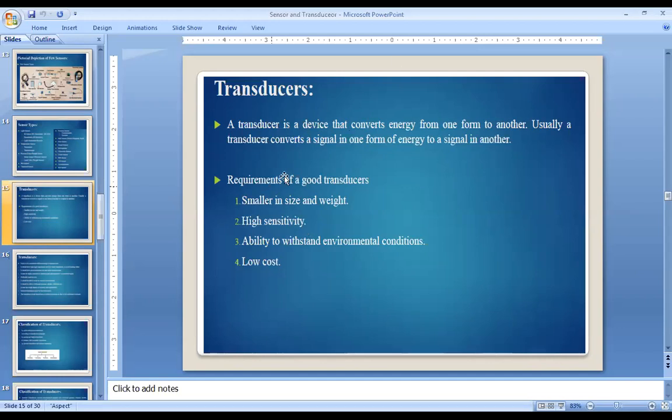So what are the requirements of a good transducer? They must be small in size and weight. They must be highly sensitive, that means they are able to respond to even a very small change in the input, and have the ability to withstand environmental conditions, and must have low cost.